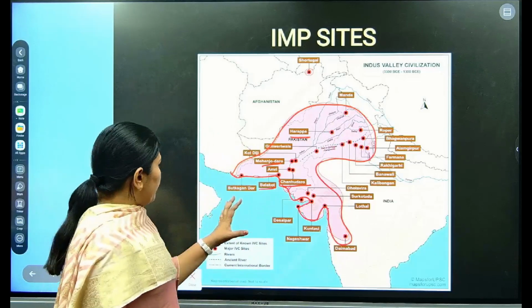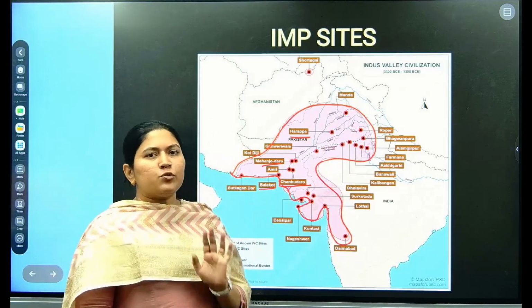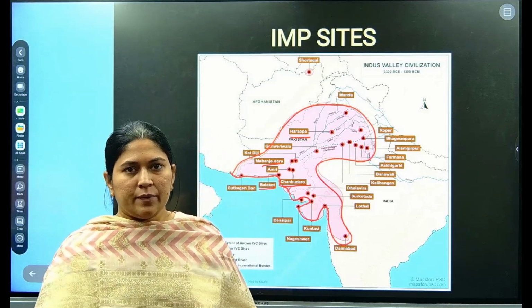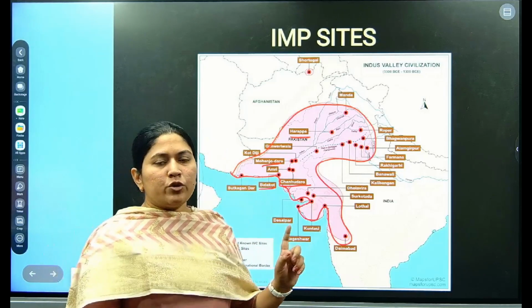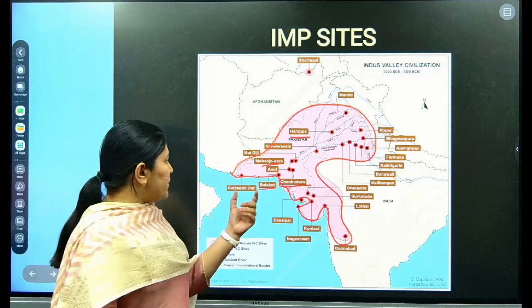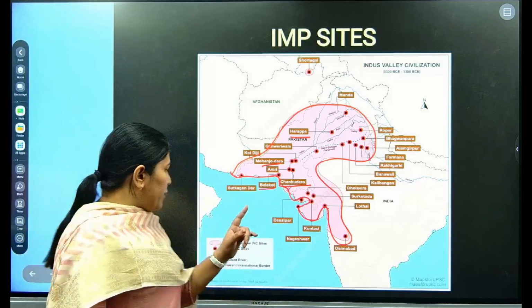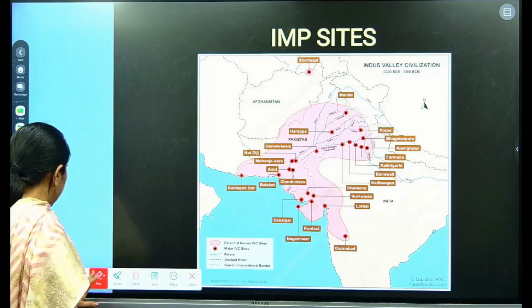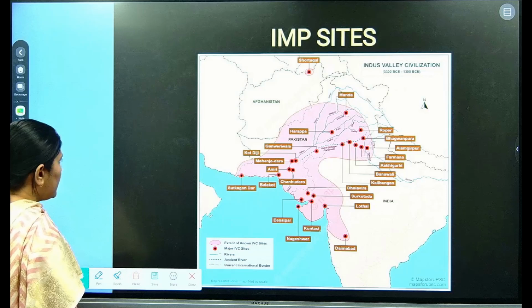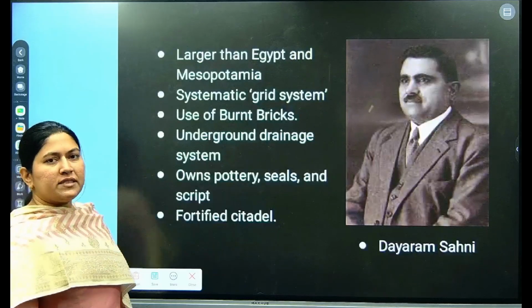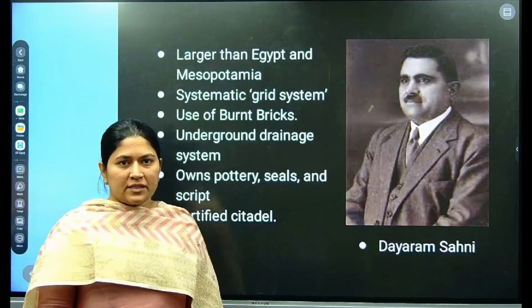Okay, so majorly five to six sites have been asked up till the date by the UPSC preliminary examination. So here you need to take into consideration what evidences were found at each of the sites. Before moving towards this, let us first see what Dayaram Sahni got from the excavations.